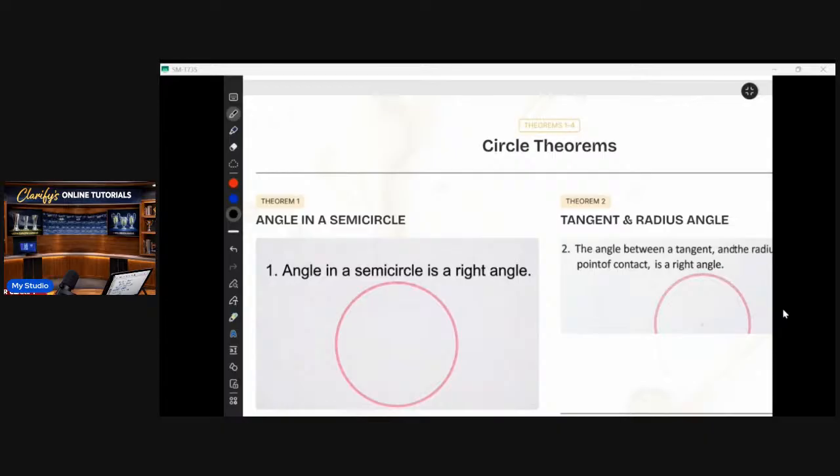All right, writing class, Form 4s. We are now doing the 7 circle theorems. We have seen the parts of a circle. We want to quickly go through the circle theorems. Didn't you want to do circle theorems? Here we are doing them, the 7.